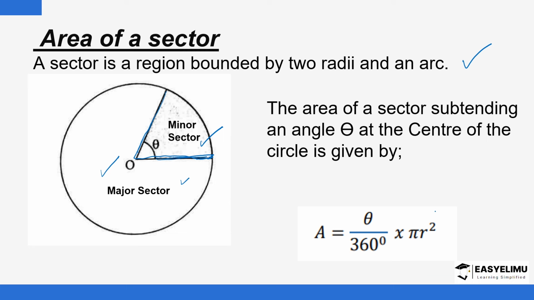The formula used for finding the area of a sector, whether major or minor, is theta over 360 times the area of the circle, which is pi r squared. We said a sector is just part of a circle, so its area as well is just a fraction of the circle, and the fraction is given by theta over 360, where theta is the angle subtended at the center of the circle.